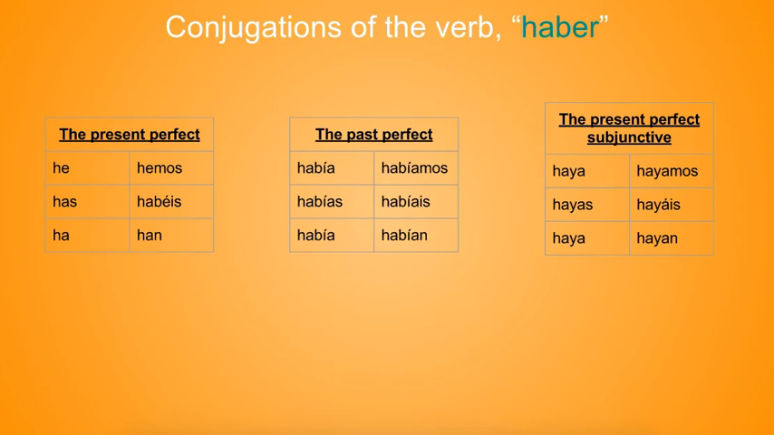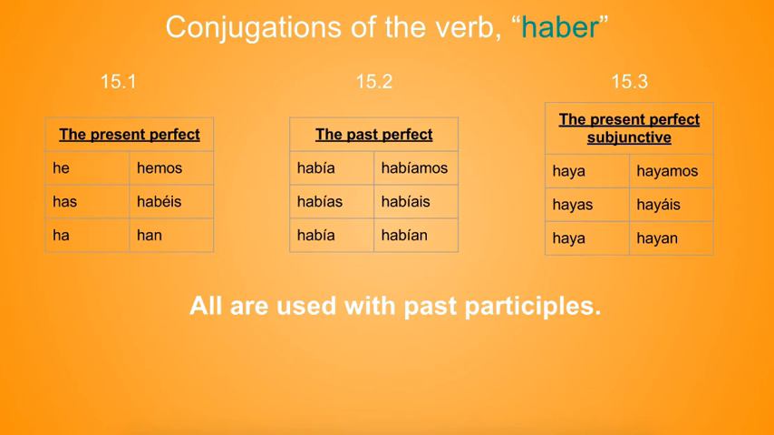For those of you that like to cross-reference and look back in your textbook to clarify some things, it might be helpful for you to know the present perfect is coming from lesson 15.1, the past perfect is lesson 15.2, and the present perfect subjunctive correlates with lesson 15.3. No matter what form of haber you are using when you're conjugating, they're all going to be used with past participles, just like we practiced in lesson 15.1 using the present perfect form of the verb haber with past participles.